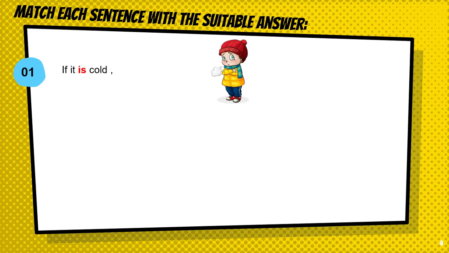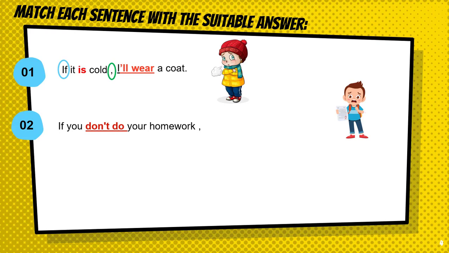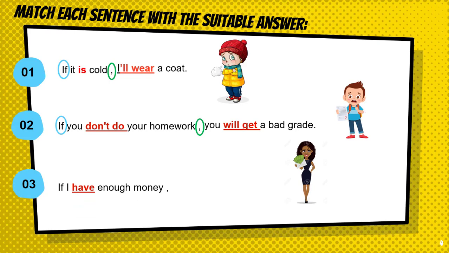Question number 1. If it's cold, what was your answer? Excellent. Of course, I'll wear a coat. Question number 2. If you don't do your homework, what was your answer? Yes, for sure. You will get a bad grades. Question number 3. If I have enough money, your answer should be, I'll buy the new album.